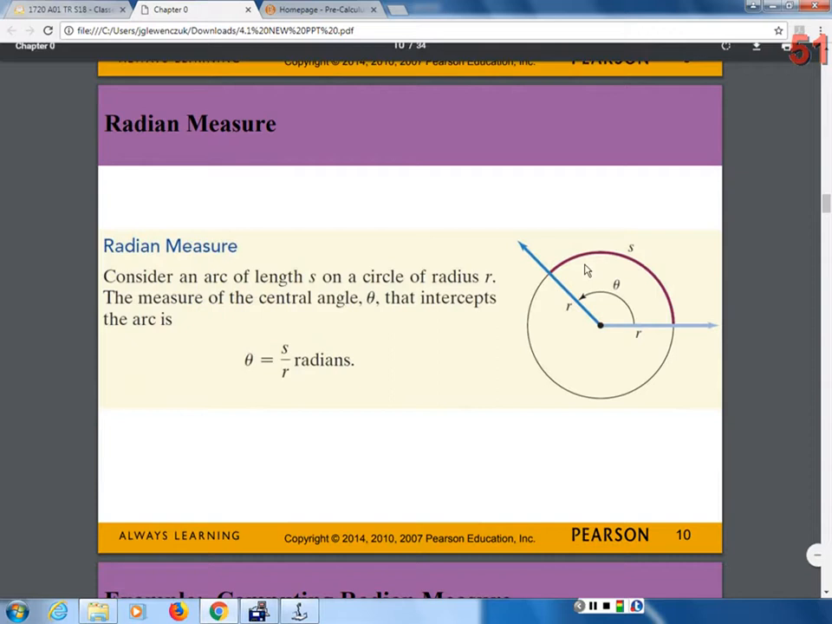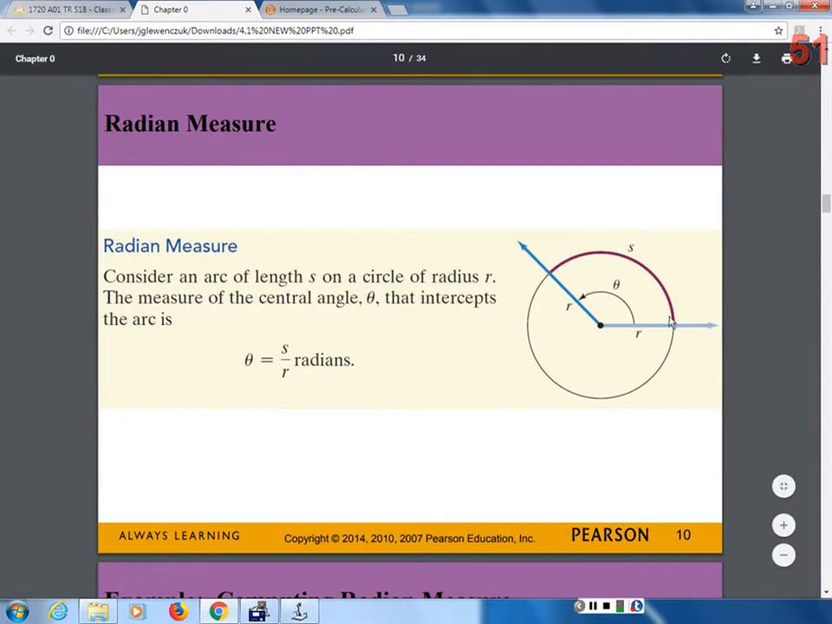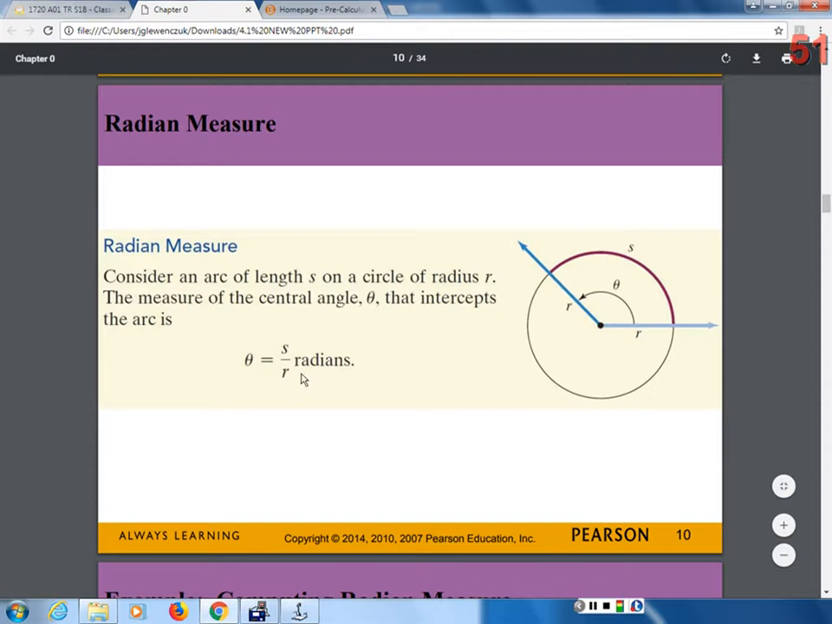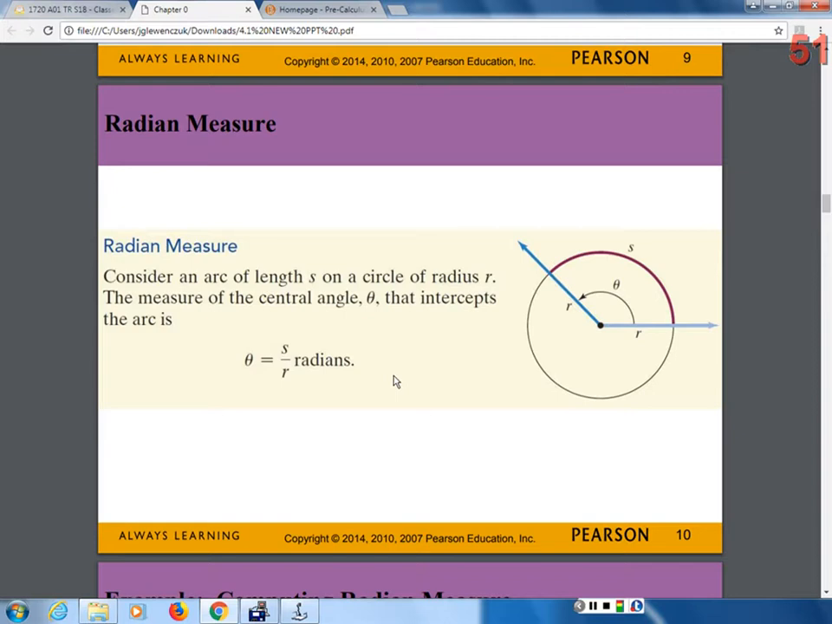So, if we have an arc length of S on a circle of radius r, the measure of theta in radians is the arc length, that's the intercepted arc length, divided by the radius. So that's why theta is S divided by r, and that's in radians. So all these new terms, unless you had trig in high school or something. So theta is S divided by r, and that's in radians, not degrees. Radian measure.